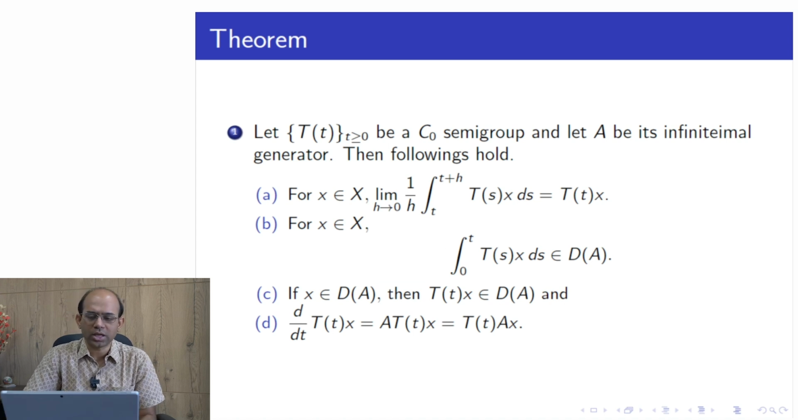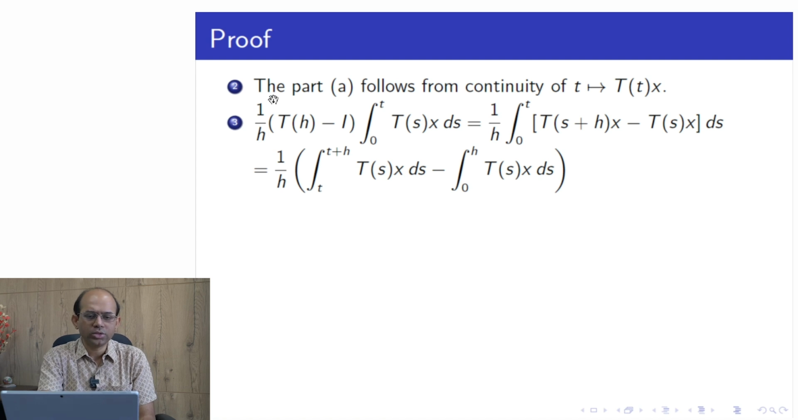Okay, that is the way to show something is in the domain of the operator. So we take this fraction, 1 over h, T_h minus identity. We apply this operator on the vector integral from 0 to t of T_s x ds. After applying this, we get 1 over h, T of s plus h, since the composition of T_s and T_h is T of s plus h, x minus identity, so minus T_s x. So this operator composed with T_s gives me T of s plus h x minus T_s x ds.